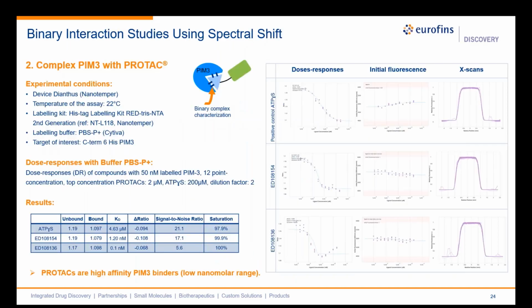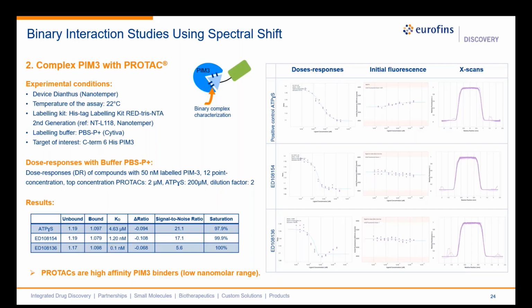To further characterize the binding of PROTACs to PIM3, we performed binary interaction studies using spectral shift technology in order to obtain quantitative information. The setup was the same as the one used for the fragment screen. PIM3 was labeled with the His-tag labeling kit Red-tris-NTA, and the dose response of the PROTACs was tested with a twofold dilution factor. At the top of the chart, you can see the result of our positive control, ATP gamma S, which gives, as expected, an affinity in the micromolar range.